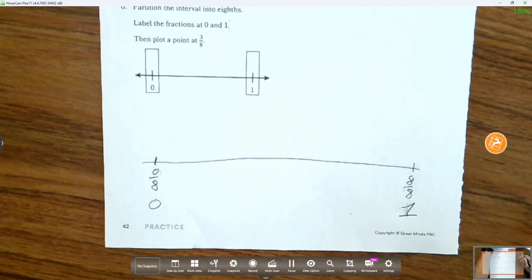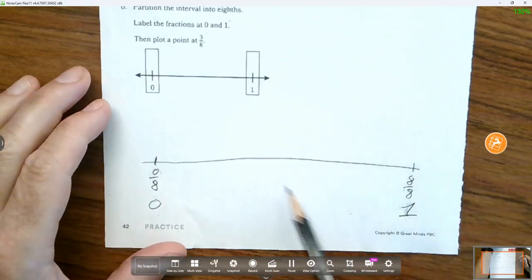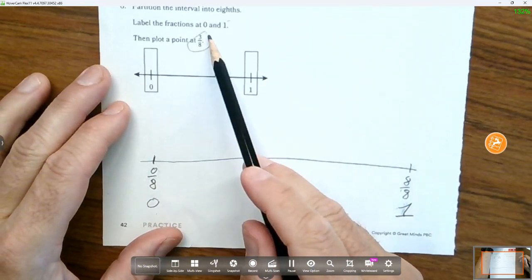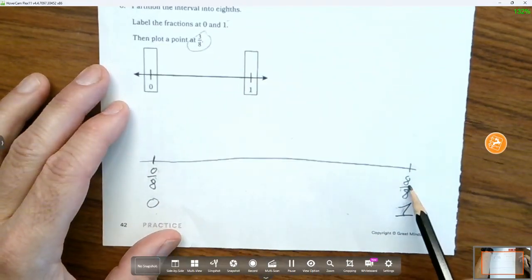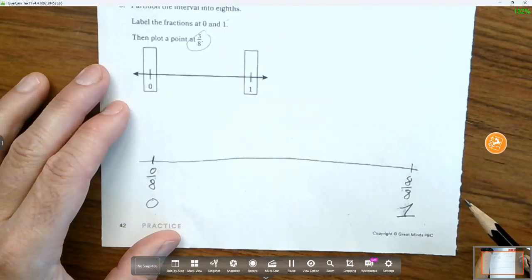So go back, make sure, you need to tell me where is 3/8. Where does this go on this line? You need to show me all of them from 0/8 to 8/8. You have to show me the whole thing. You've seen this somewhere before. You've seen it somewhere recently.